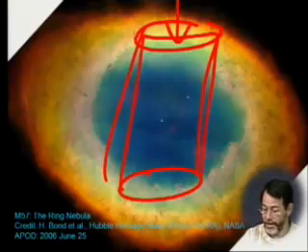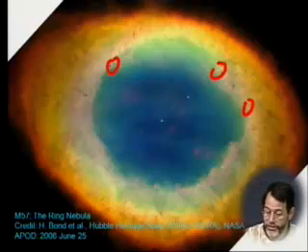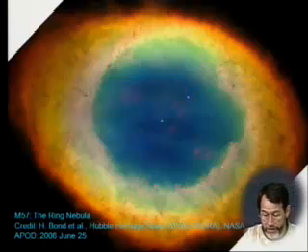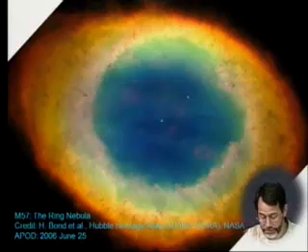So what has caused the Ring Nebula to become a cylinder and not a sphere is not clear. It could be the spin of the star itself. It could be a binary companion. There's all these little knots here, too, that are not all that well understood. I believe these stars are unrelated. They're just background stars that are around there.